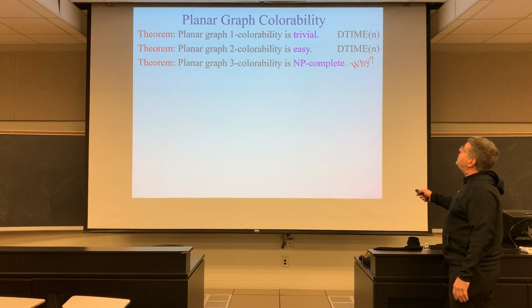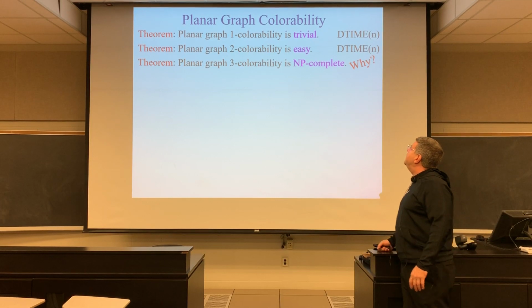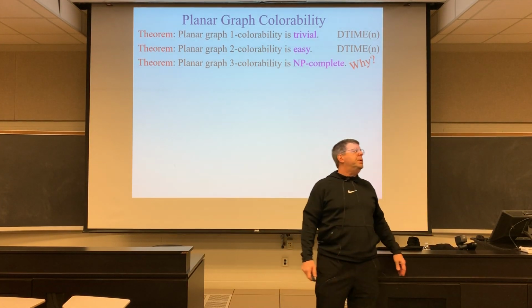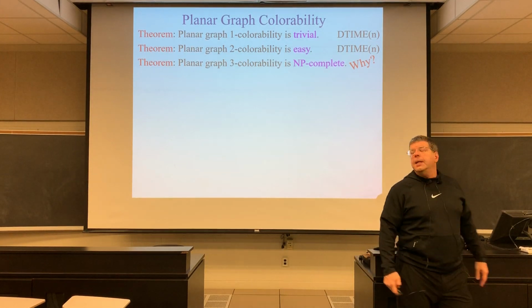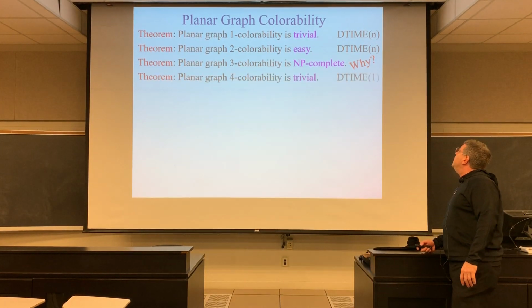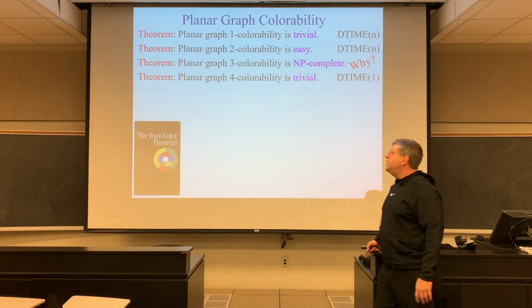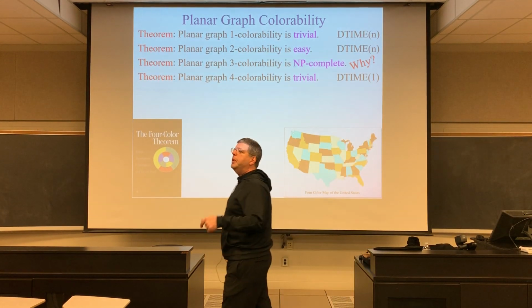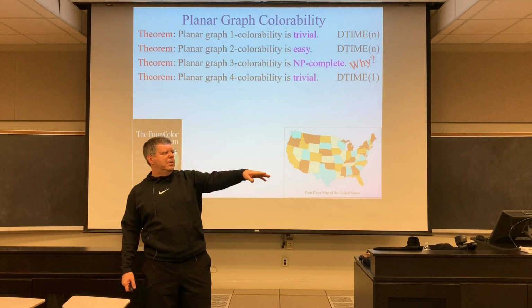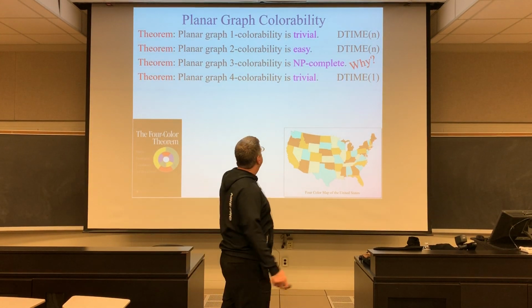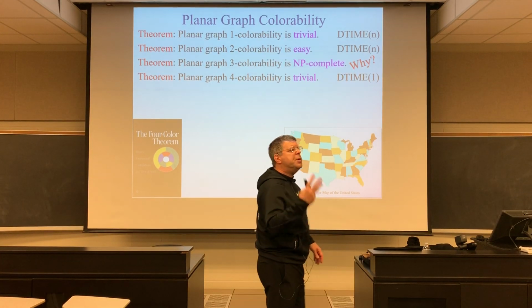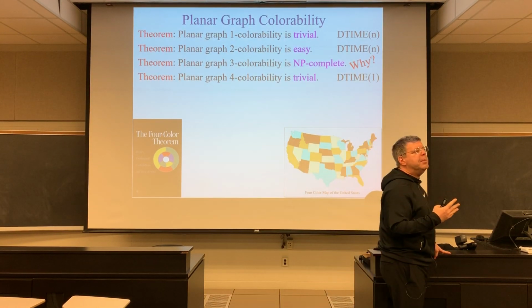But whether planar graphs are 3-colorable, that's NP-complete. Why? Well, we just proved it in the previous 2 slides. But here's an interesting situation. Planar graph 4-colorability is trivial again. So that goes back to the question you raised earlier. Why? Because every planar graph can be painted with at most 4 colors. That's a known mathematical theorem.